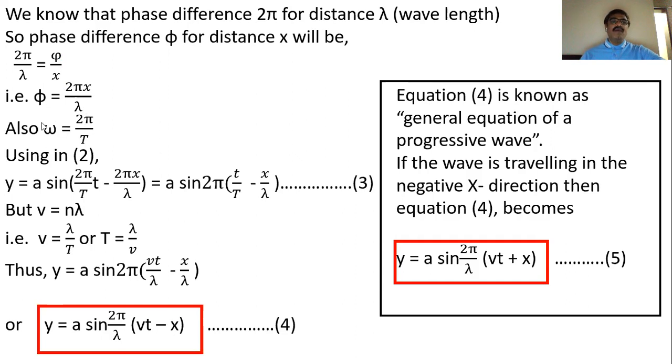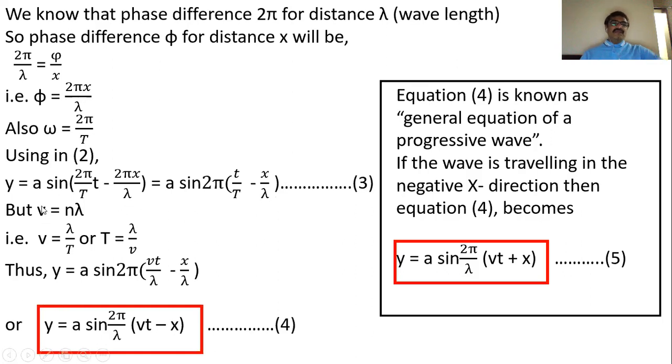Now, what about omega? Omega is the angular frequency. The relation between angular frequency and period capital T of the wave is omega equal to 2 pi by T. Now, putting the equation of phi and the equation of omega in the previous equation, equation 2, we find omega t minus phi, that is omega, 2 pi by capital T into small t, minus 2 pi x by lambda. So taking 2 pi common, it is a sine 2 pi in bracket, small t by capital T minus x by lambda.